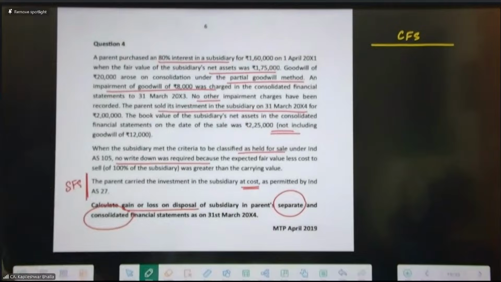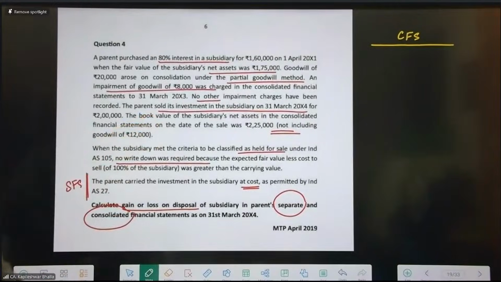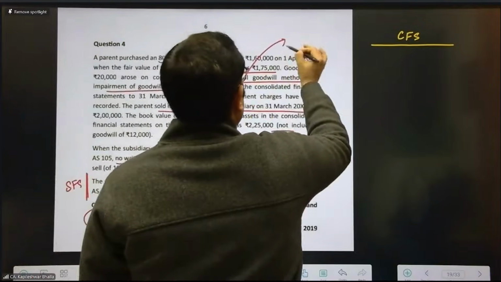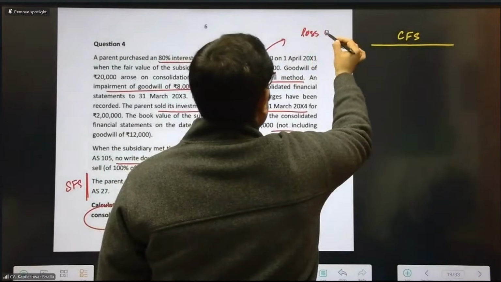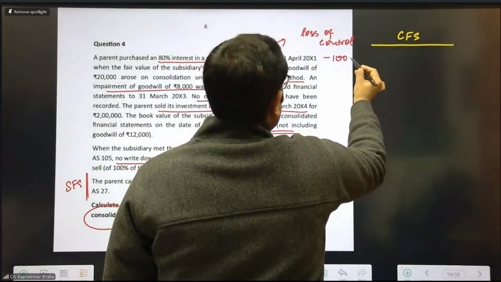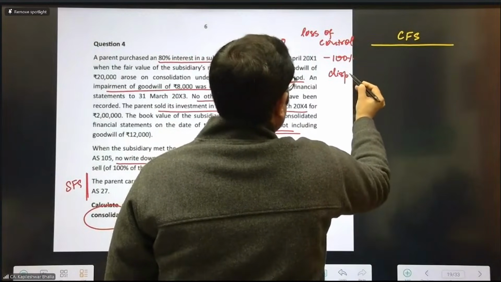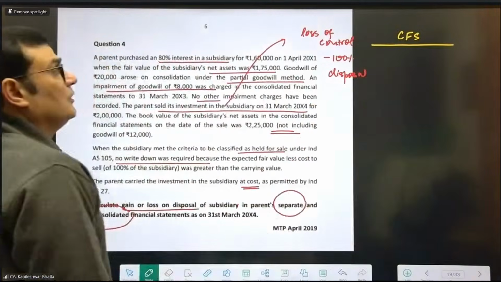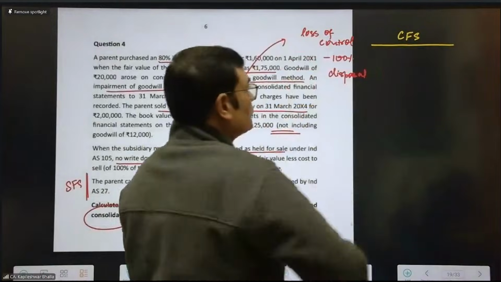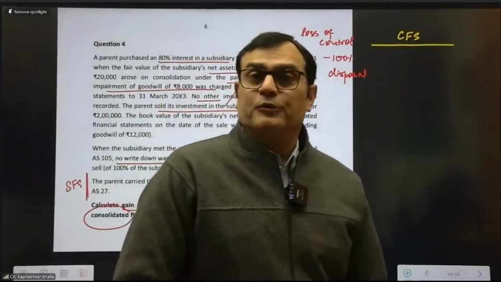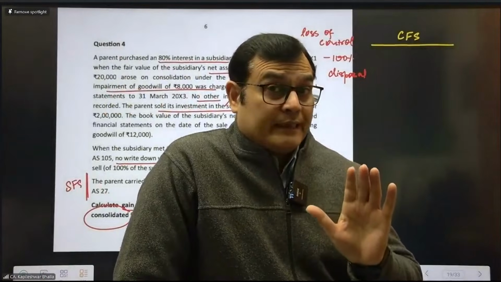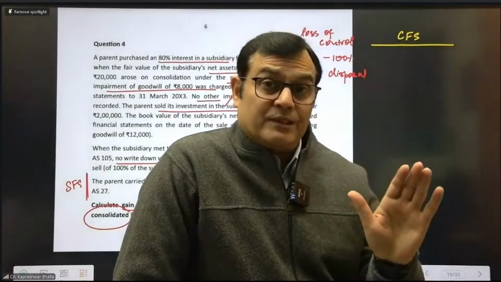Now, it says very clearly that the parent sold the investment in the subsidiary, so can we outrightly say that this is a case of loss of control? It's a full disposal, a 100% disposal in this particular case. So am I supposed to pass the reverse entry under Ind AS 103? Yes. I'll first note down the entry and then we'll fill in the blanks to get the data.